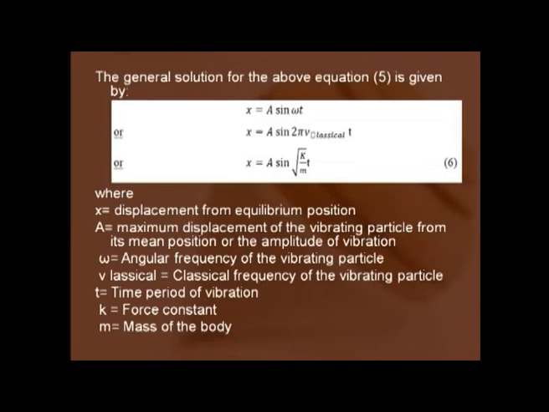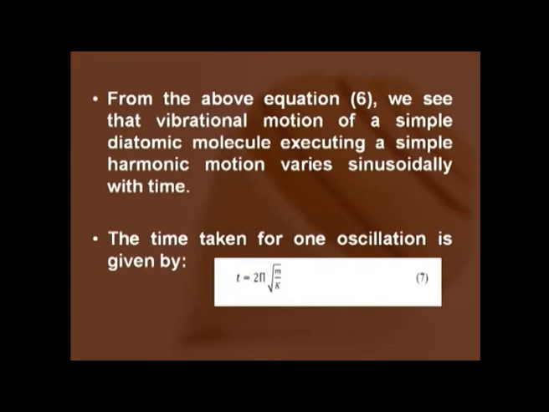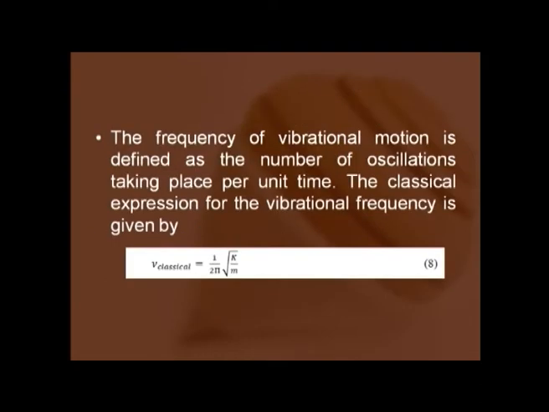From the above equation 6, we see that the vibrational motion of a simple diatomic molecule executing a simple harmonic motion varies sinusoidally with time. The time period taken for one oscillation is given by t equals 2 pi under root m by k, as shown in equation number 7. The frequency of vibrational motion is defined as the number of oscillations taking place per unit time. The classical expression for the vibrational frequency is given by nu classical is equal to 1 by 2 pi under root k by m, as shown in equation 8. It was observed that the laws of classical mechanics could not explain the behavior of microscopic particles. Therefore, the correct expression for the vibrational energy of a diatomic molecule had to be derived using quantum mechanics.